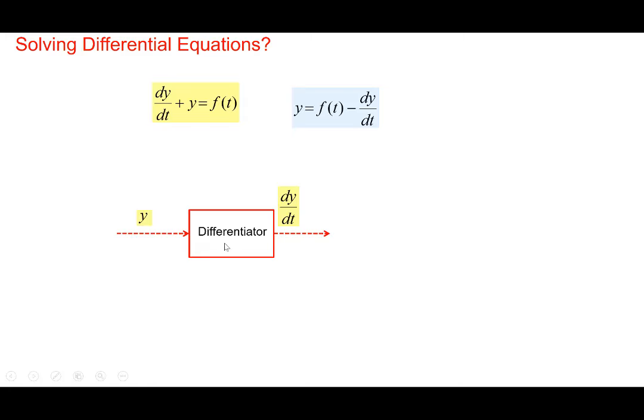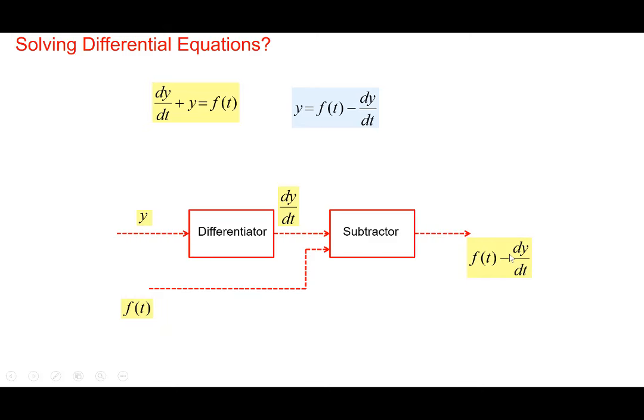We just saw that we can build a differentiator, dy by dt. And then let's put a subtractor here. So f(t), and if we have a subtractor block, we'll get the output, which is f(t) minus dy by dt here. And note that y equals f(t) minus dy by dt.